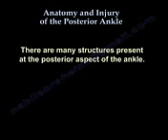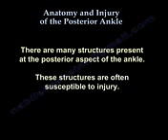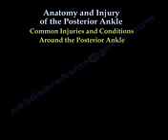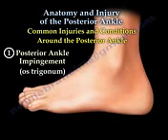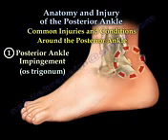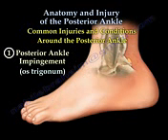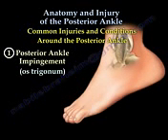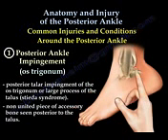There are many structures present at the posterior aspect of the ankle. These structures are often susceptible to injury. Common injuries and conditions around the posterior ankle. The first type is posterior ankle impingement, os trigonum. Posterior talar impingement of the os trigonum or large process of the talus, non-united piece of accessory bone seen posterior to the talus.